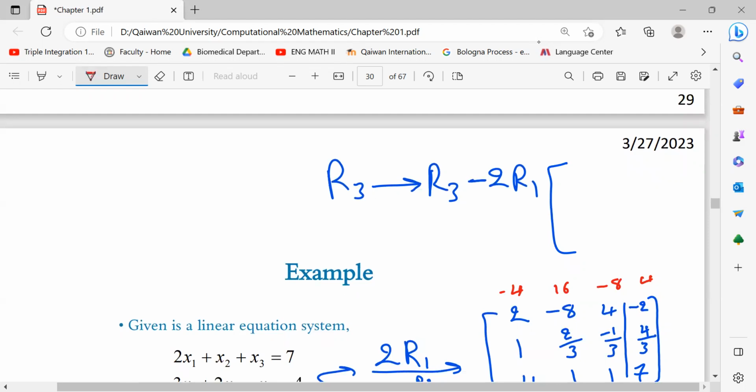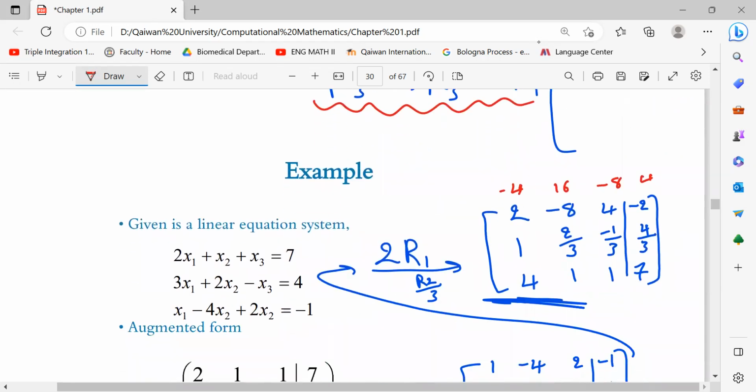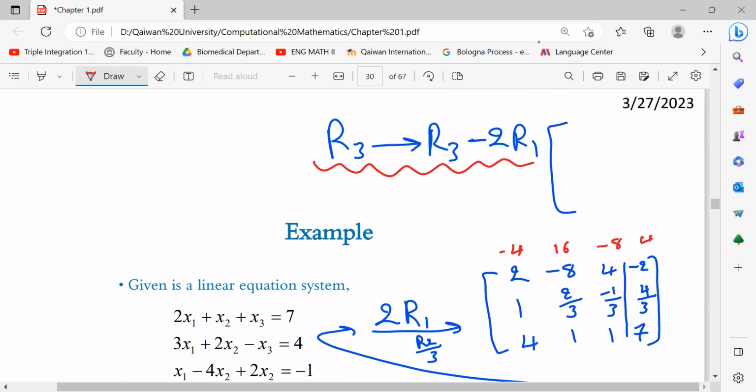Let's show in which row we have changes. In only row 3. We have no change in row 1 and in row 2 because we do this change in only row 3. We just want to change this entry to 0. So we write down row 1 and row 2 the same, which is 2, -8, 4, -2. Then 1, 2/3, minus 1/3, 4/3. That's row 1 and 2.